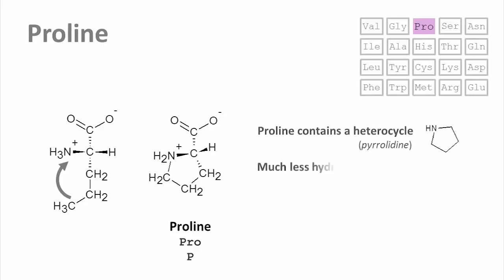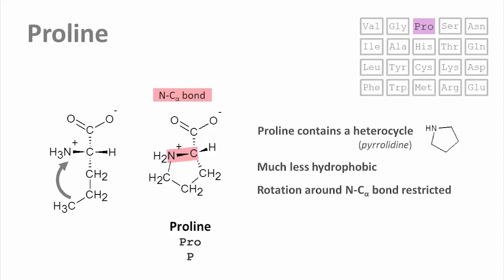It is much less hydrophobic than the other aliphatic amino acids. Because of the ring structure, rotation around the N-C-alpha bond, which is central to the secondary structure of proteins, is restricted in proline. This has a unique effect on the conformation of the protein backbone. Proline cannot be accommodated in some types of secondary structures.